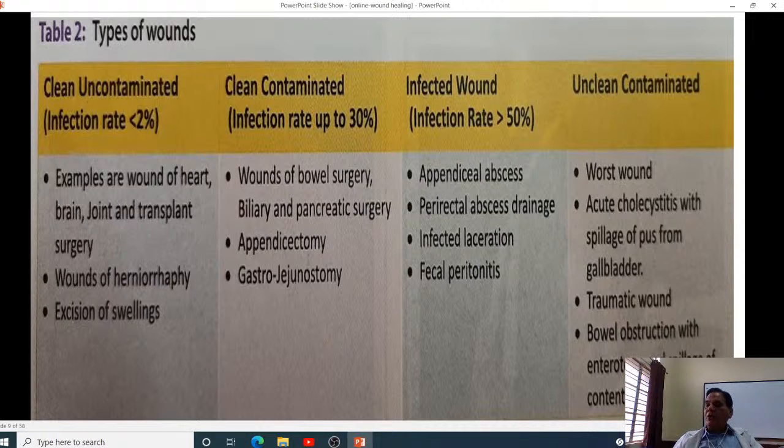So this is a diagram which is classically showing what are the types of wound. First comes clean, infection rate preferably less than 2%. Clean contaminated, 30% infection. Infected wound, already infected, maybe 50%. And worst are unclean wounds. So, acute cholecystitis where already it has ruptured. The bowel obstruction where there is a spillage of fecal matter. These are the unclean contaminated wounds where there is always a chance of infection and you have to be prepared for the infection and prevent the septicemia.